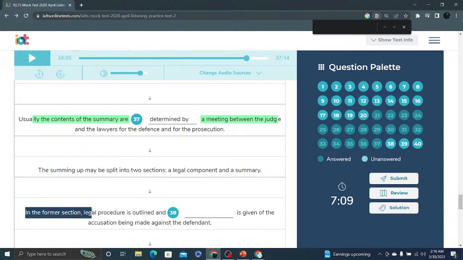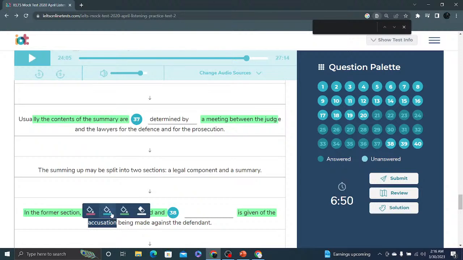In the former section, legal procedure is outlined and blah blah is given one of the section. Okay, let's listen to it.